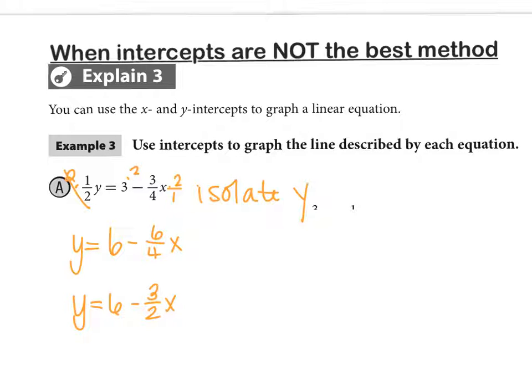And we could even simplify that one step further to say y equals 6 minus 3 over 2x. And this, we're going to learn the best strategy tomorrow. So what I want you to really focus on today is when intercepts are not good and how to isolate y in that case, and we'll work more on what to do with it tomorrow.